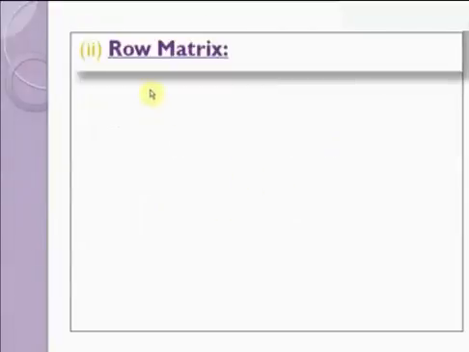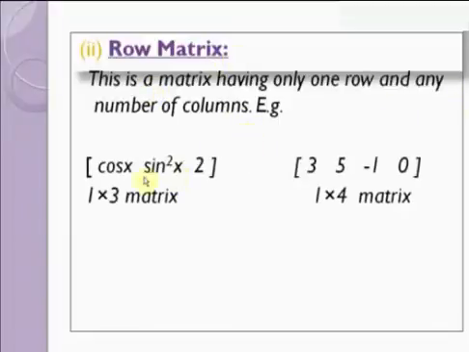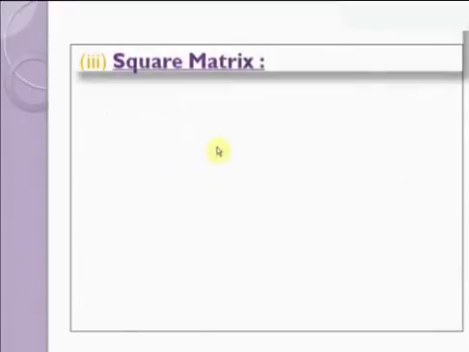Now, what is a row matrix? It is a matrix having only one row and any number of columns. Example, cos x, sin square x and 2. This is a 1 cross 3 matrix, as it has got one row and 3 columns. And similarly, this is a 1 cross 4 matrix. So what we can say is a column matrix is having only one column and a row matrix is having only one row. Now the third is a square matrix.